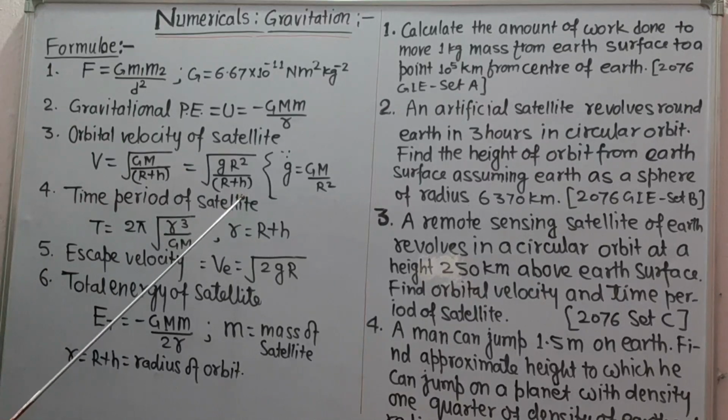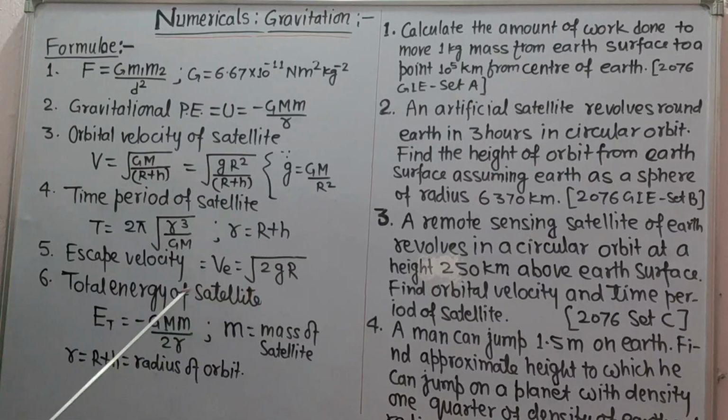Next, time period of satellite, T is equal to 2 pi under root small r cube upon GM, where small r is the distance of orbit of satellite from the center of earth, capital R is radius of earth, and h is height of orbit from earth's surface. Escape velocity, which is denoted by ve, is equal to under root 2gR, where R is radius of earth and g is acceleration due to gravity on earth's surface.